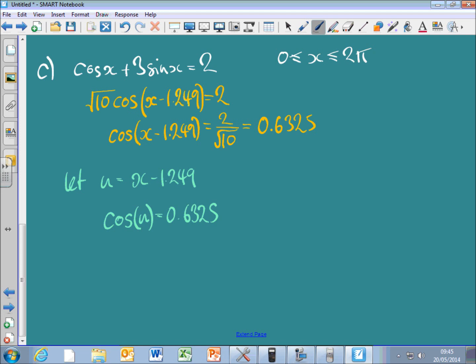And we're going to be looking for values of u between minus 1.249, because the problem we were given was between 0 and 2 pi, and u is the x value take away 1.249. So 0 take away 1.249 is this, and then up here we're going to go up to this value here.